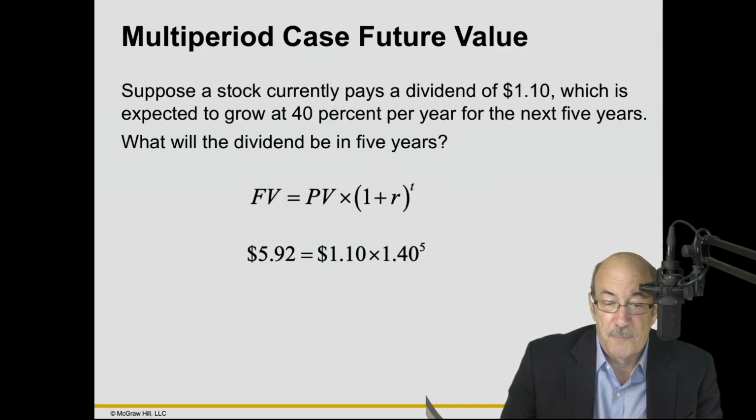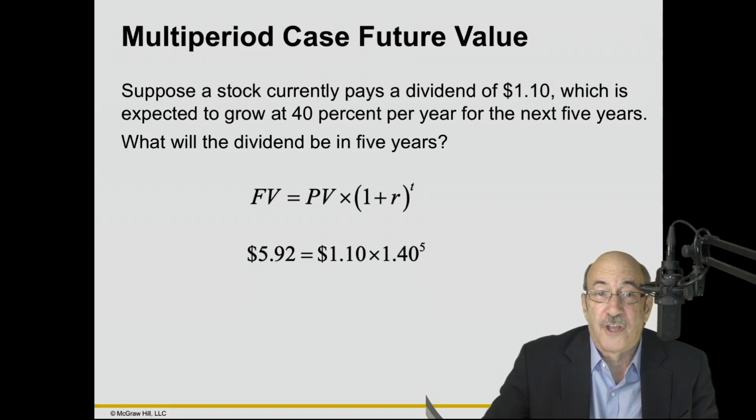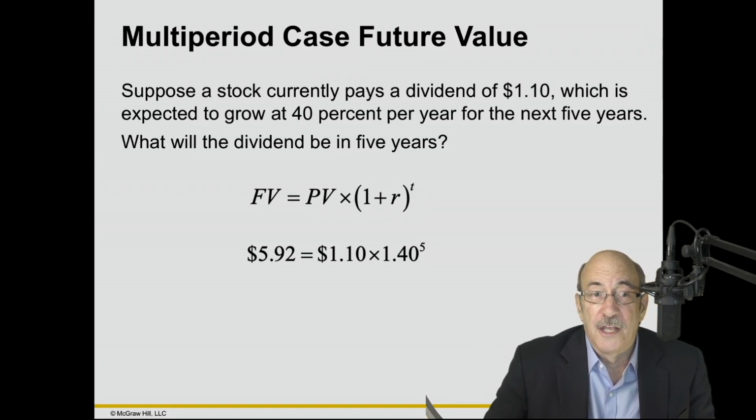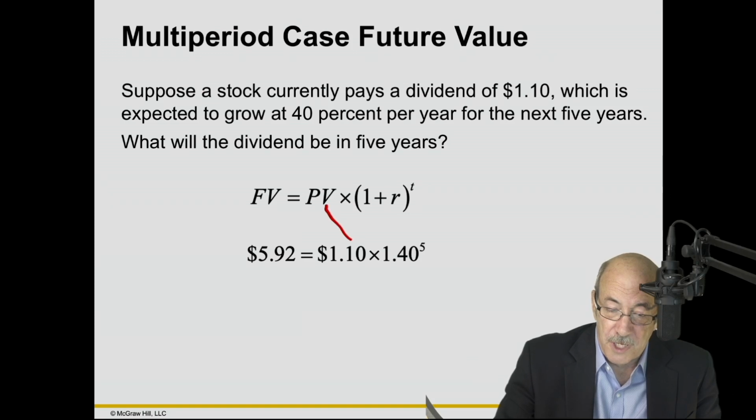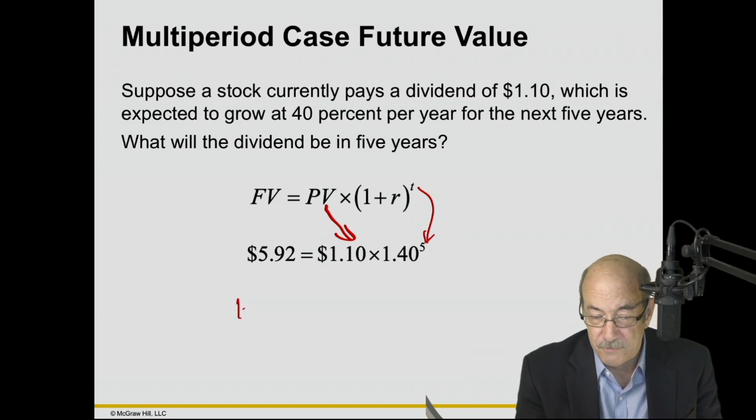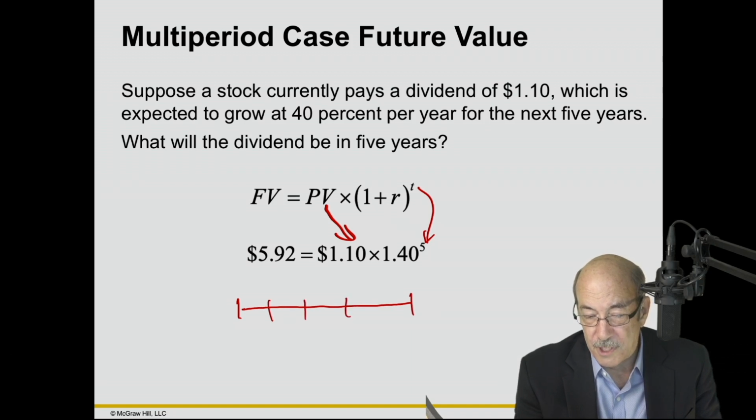If we want an example of this, suppose that we have a stock currently paying a dividend of $1.10, which is expected to grow at 40% per year for the next 5 years. What's the dividend going to be at the end of year 5? All right, so present value would be that $1.10. T is 5 periods. And again, if you have any doubts, always just timeline it out. 1, 2, 3, 4, 5. So 1, 2, 3, 4, and 5.